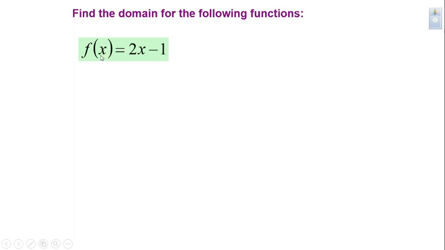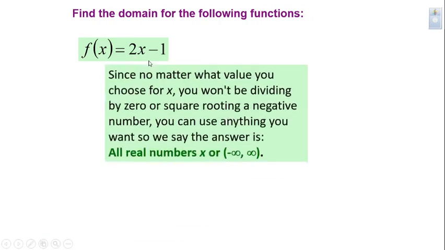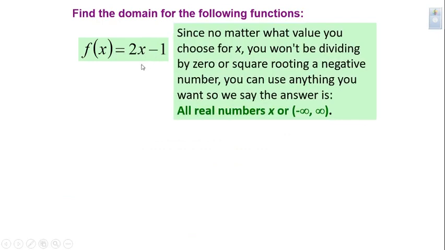For example, in this function f of x equal to 2x minus 1, this has no domain restrictions. Since we're not dividing by a variable, and since we're not doing a square root or any even root of a variable, then we have no restrictions. So the domain is all real numbers, or in interval notation, negative infinity to infinity.